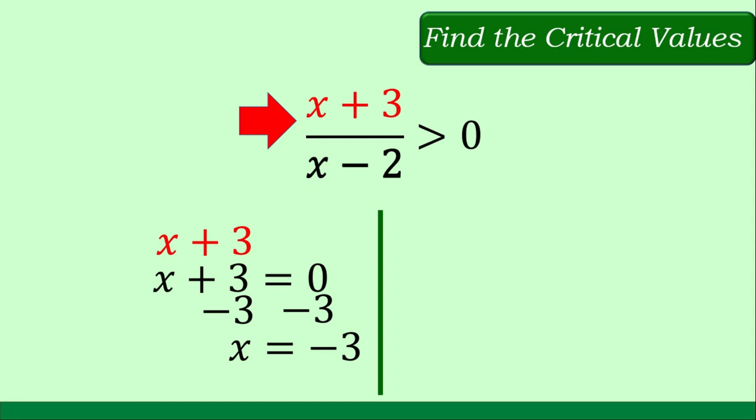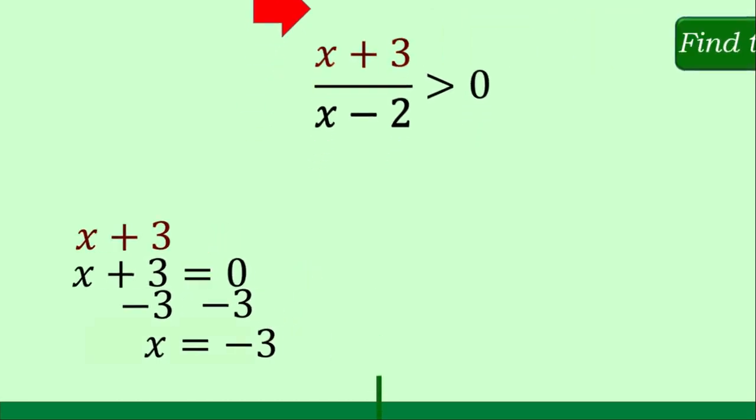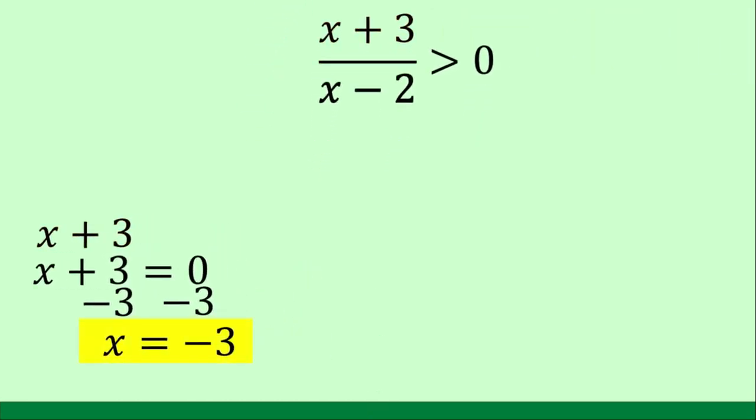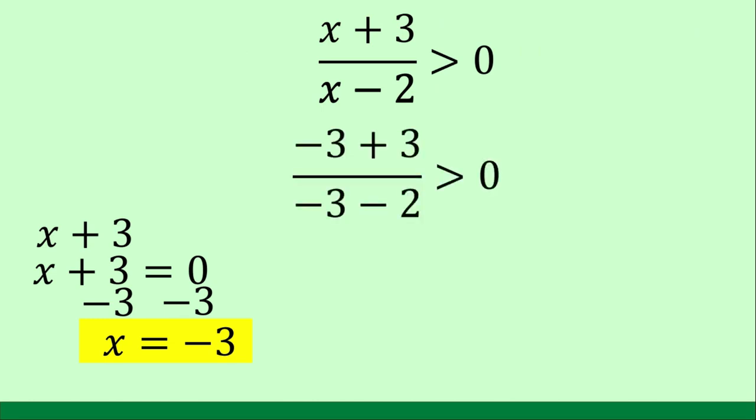And from there, just for you to clearly see, let's substitute that value into our original rational inequality. That's -3, right? Let's substitute like this. It will give us this answer. 0 over -5. 0 divided by any number, like this, which is -5, will always give you a 0. Again, 0 divided by any number will always give you a 0.